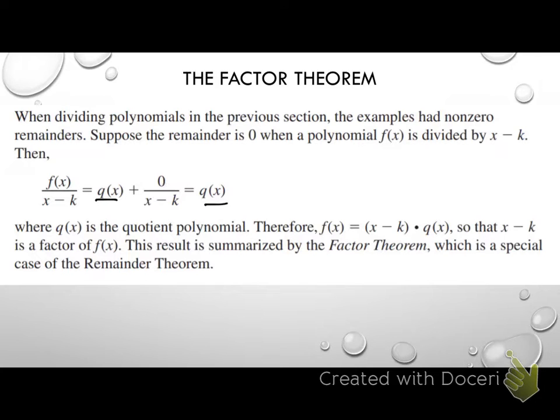Where q of x is the quotient polynomial, our answer that we got when we divided. So therefore, f of x equals x minus k times q of x. So that x minus k is a factor of f of x. This result is summarized by the factor theorem. So we can essentially see if x minus k is a factor if our remainder is 0.